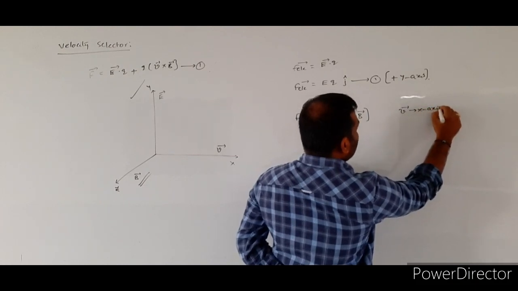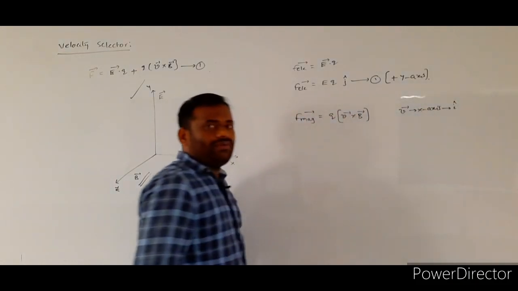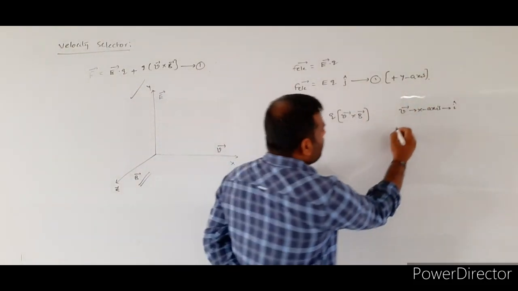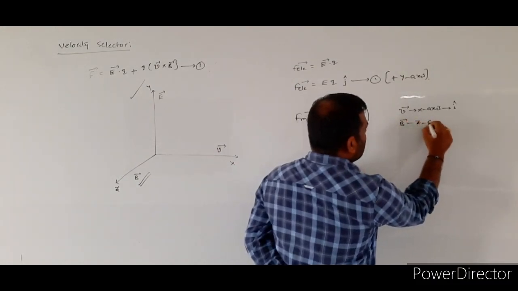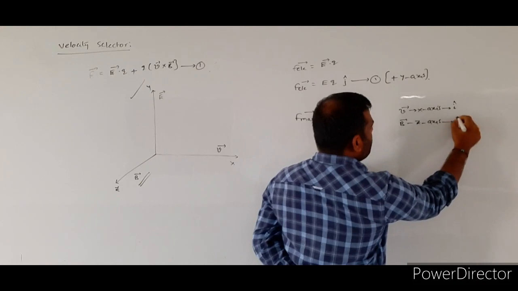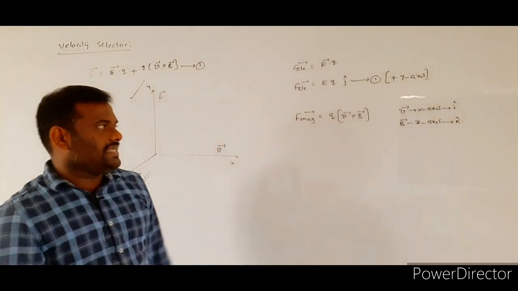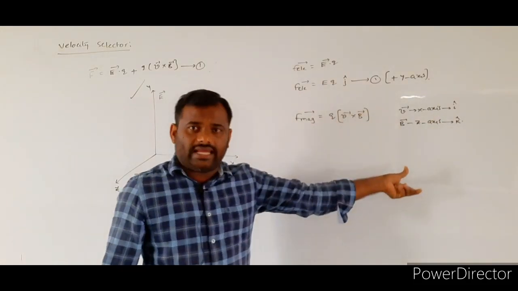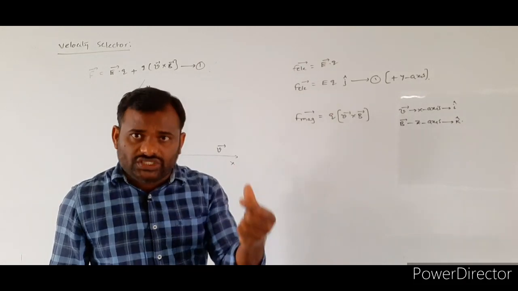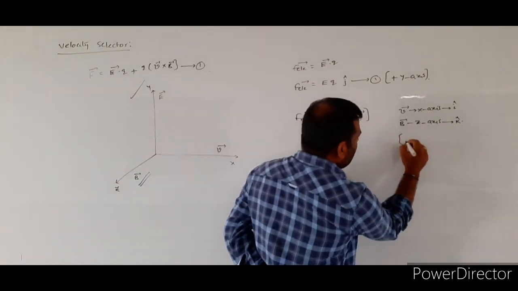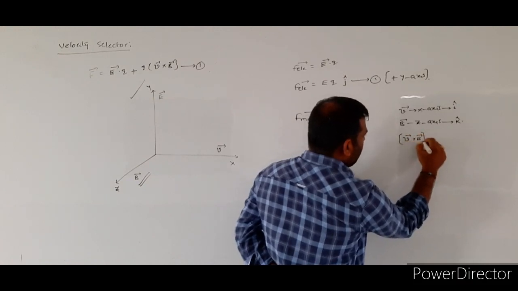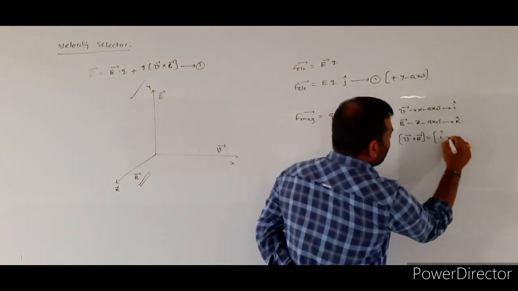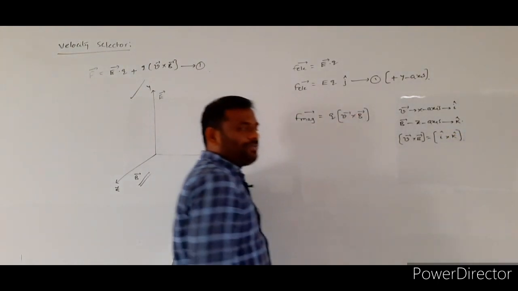Here V bar is acting along the x-axis, so its unit vector is I cap. B bar is acting along the z-axis, and its unit vector is K cap. Since we just want to know the direction, in place of V bar cross B bar I substitute their unit vectors only. So it is I cap cross K cap.